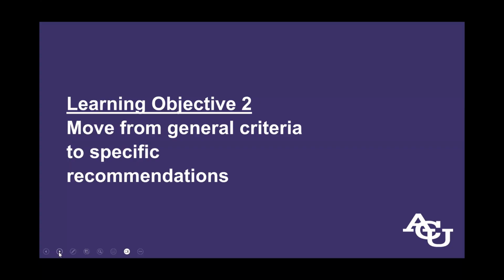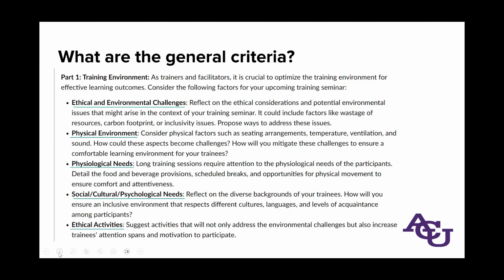Now that we've discussed the assignment in general and seen how to lay it out, we're going to move on to learning objective 2, which is move from general criteria to specific recommendations. So first, we need to consider what the general criteria are. In this case, your assignment has actually given them to you.